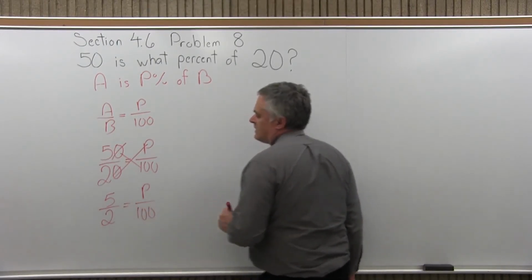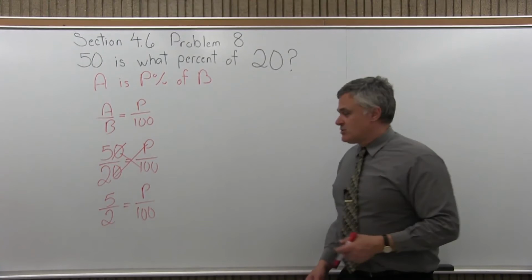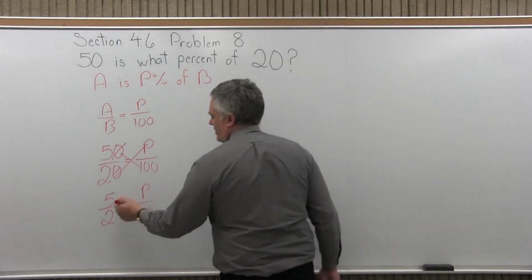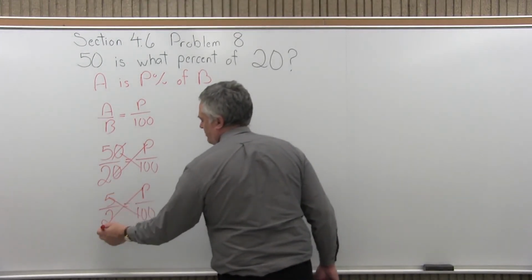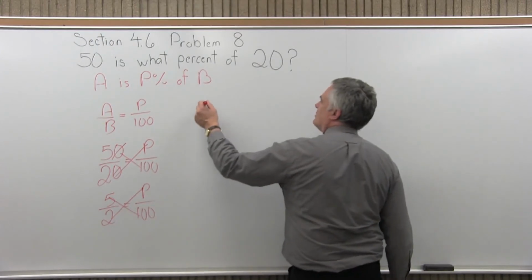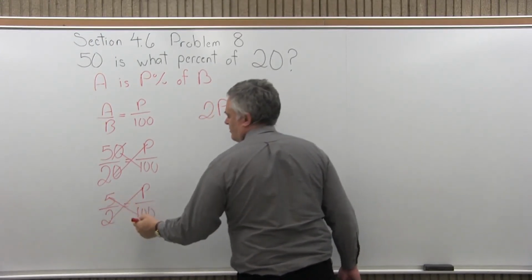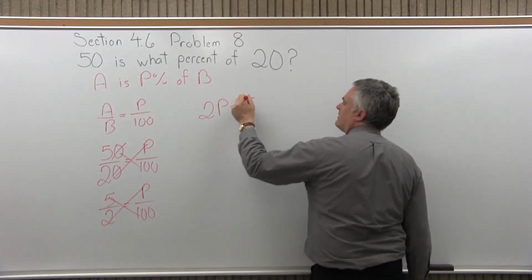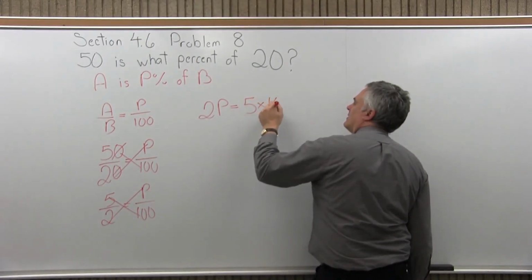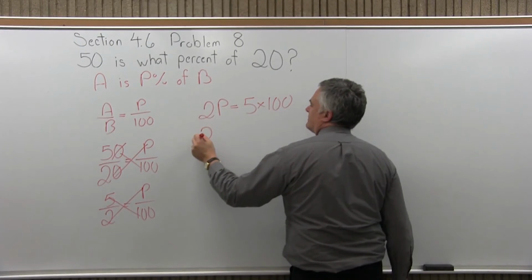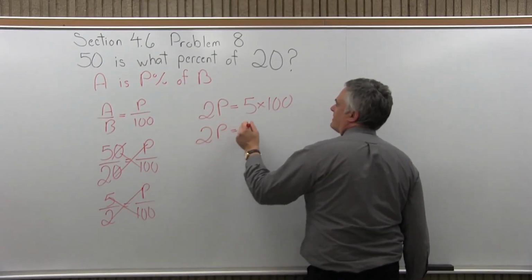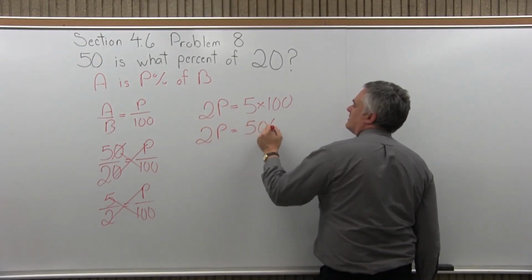So, again, same situation. One fraction equals another, one unknown. We're going to solve by cross multiplying. 2 times P will be 2P. And the other crisscross, we have 5 times 100. And we can simplify that easily enough. 2P will stay as 2P. 5 times 100 is 500.